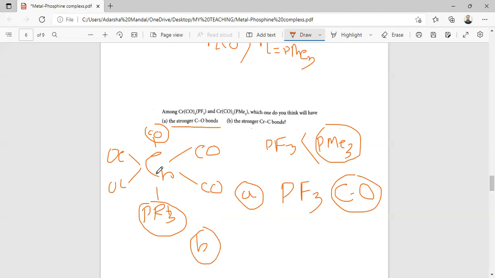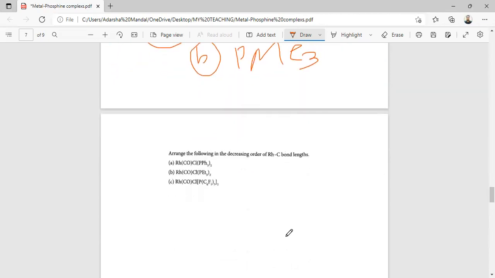And for question B, which has the stronger chromium-carbon bond? Between this PF3 and PMe3, PMe3 has more sigma donation property compared to the PF3. So PMe3 will increase more electron density on the metal center. So that will favor more back donation between the chromium and the carbonyl, and that will strengthen the metal-carbon bond. So for the PMe3 case, the chromium-C bond is stronger.